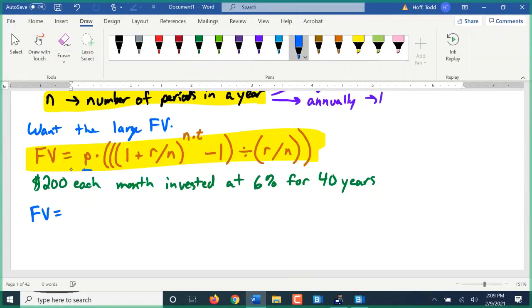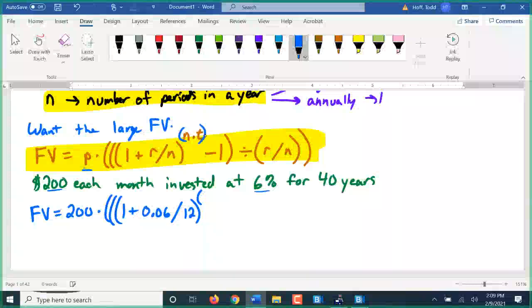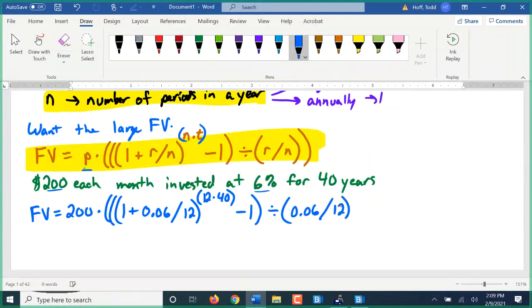The payment amount P is $200 times 3 parentheses, 1 plus R is the rate, that's 6%, so as a decimal that's 0.06, divided by N, this is each month, so N is 12, there's 12 months in a year, to the power of, and I should put this in parentheses, I didn't put them up here, but I should, to the power of N, which is 12, times T, which is 40 years, minus 1, close parentheses, divided by open parentheses, R is 0.06 for our 6%, divided by N, which is 12 times a year again, close and close.